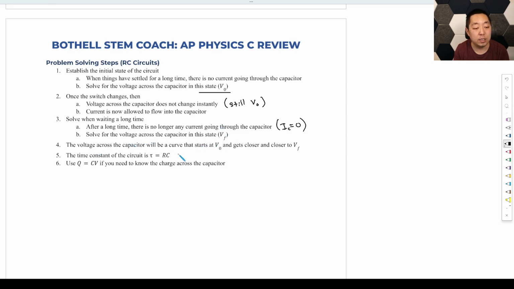Okay, the voltage across the capacitor will be a curve that starts at V0, conceptually. Graphically, it'll start at V0 and go closer to VF, and the time constant is RC. It will be an exponential approaching it, right? And use Q equals CV if you need to know the charge across the capacitor at any given time. You may use KVL or KCL to set up the differential equation if you want to get the equation of the charge as a function of time.